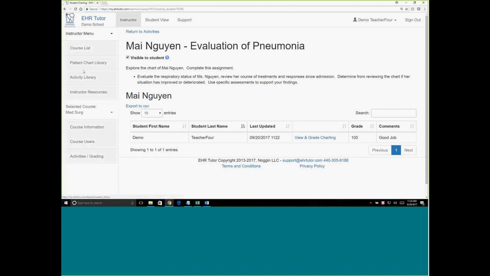A couple other features I'm going to show you before we leave: in our patient chart library, which is where all the master patients live, we have over 90 patients, and over 65 of those patients belong to F.A. Davis.